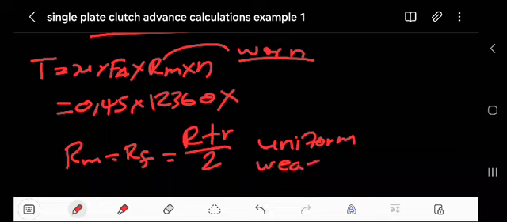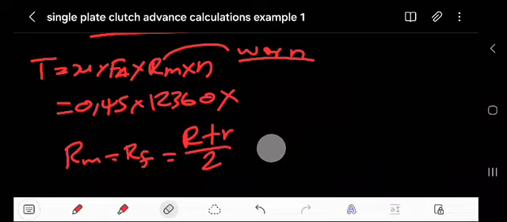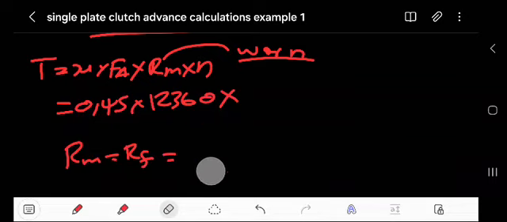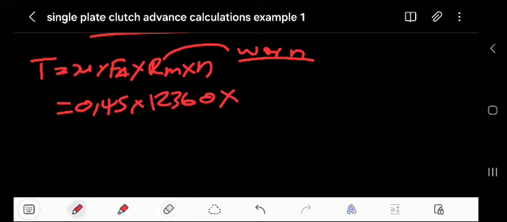Note, this is uniform wear theory, and then we have the uniform pressure theory. This is uniform wear theory, right? So we have this uniform wear, and we know that it will be simply R plus r over 2.